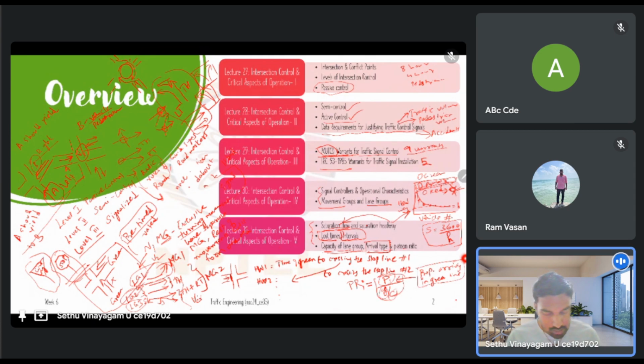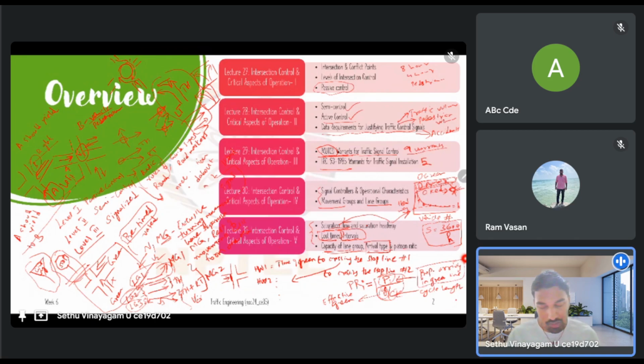So what is this? This gi is nothing but the effective green period, effective green, and C is your cycle length. Okay, so what is effective green? So effective green is different from the green interval, right? So green interval is for how long the signal remains green. Effective green is for how long the vehicles can actually move, right?